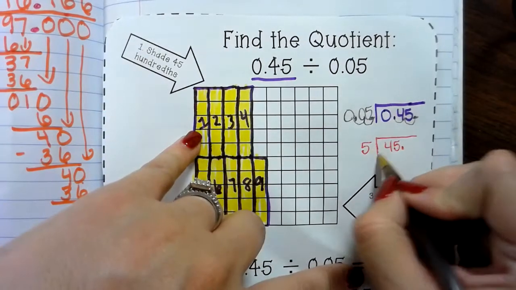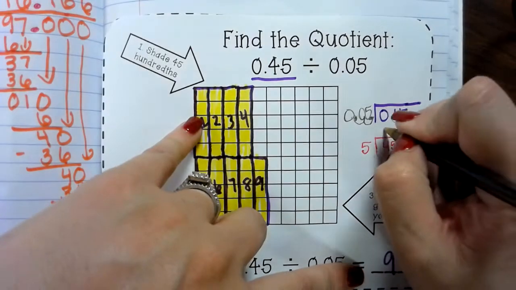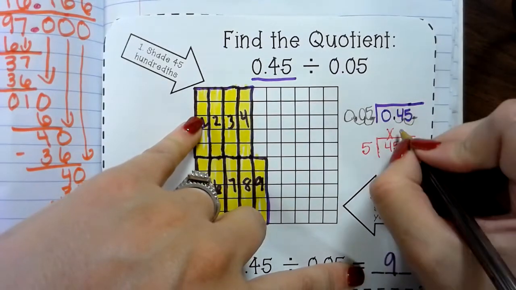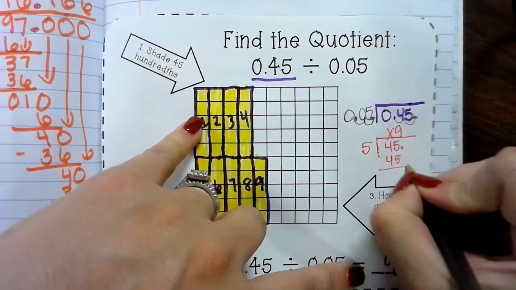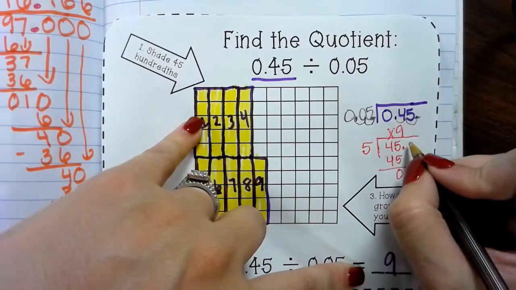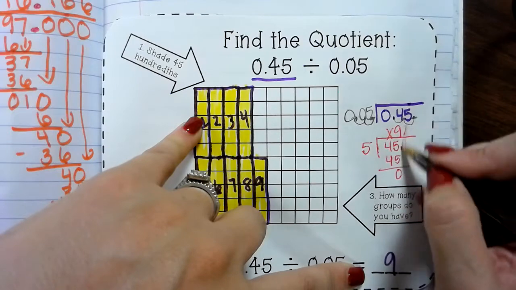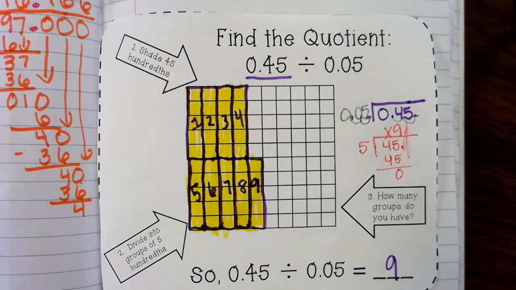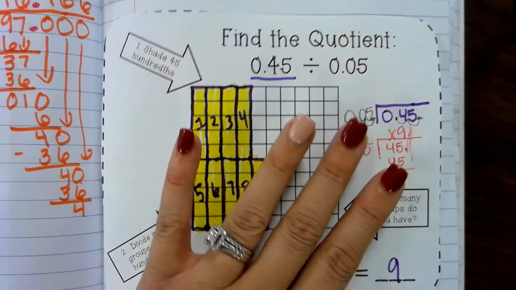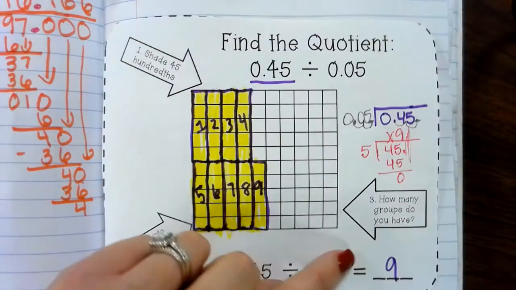So now I ask myself, does 5 go into 4? No. Does 5 go into 45? Yes. 9 times, and 9 times 5 is 45. I subtract, I'm left with 0. My decimal's at the end, and I'm at the end of the house. I'm at the wall. Okay? So I get 9 groups. So there's my answer. It shows the same thing I did here, got me that by doing it with the grid.